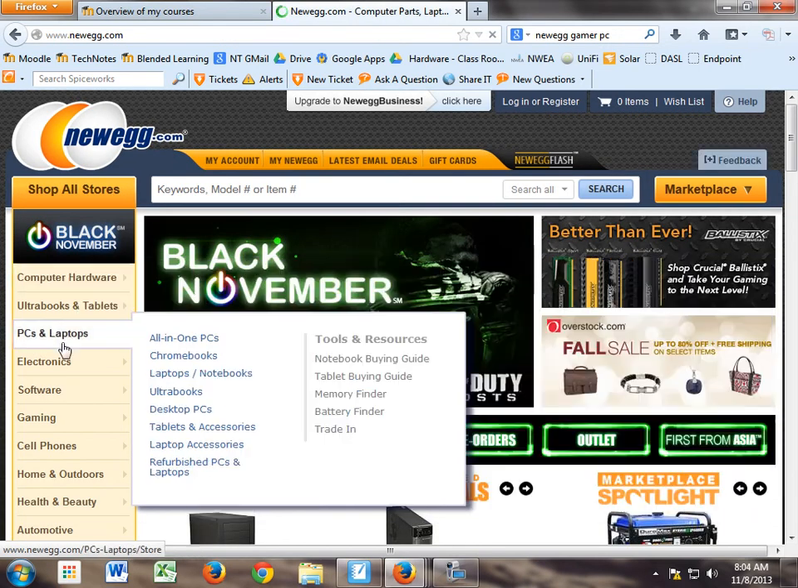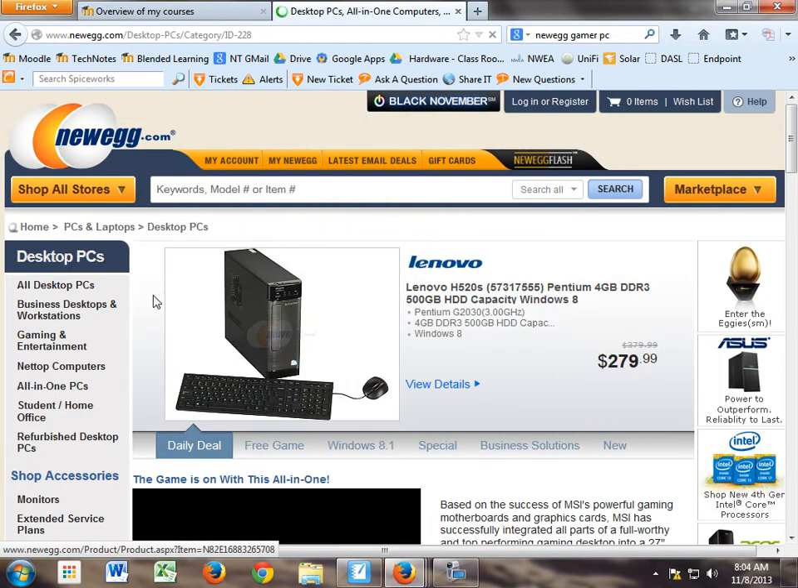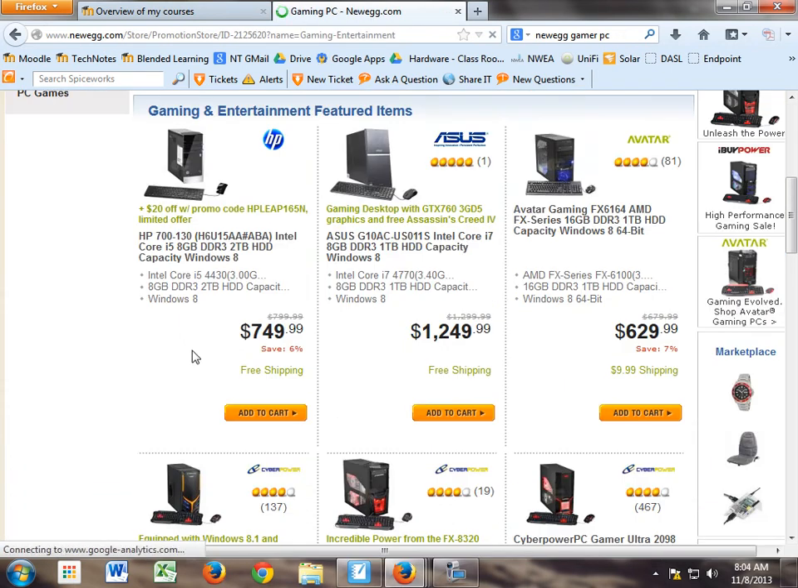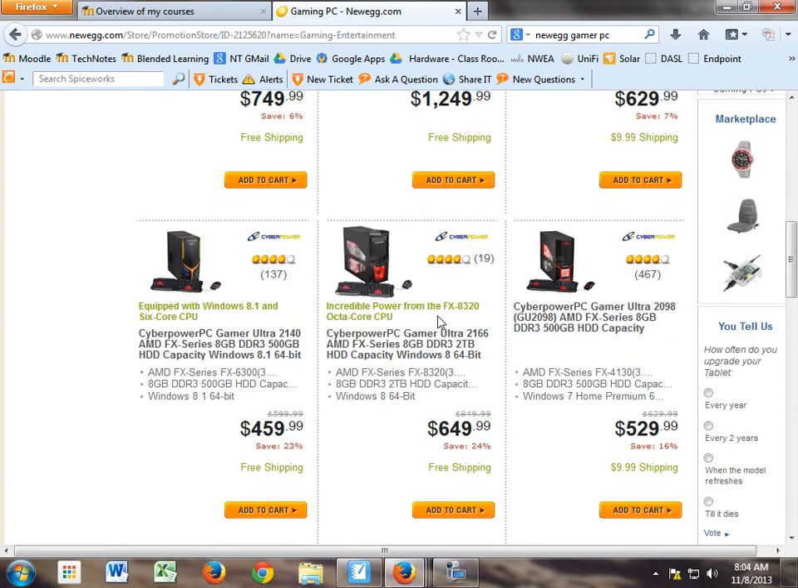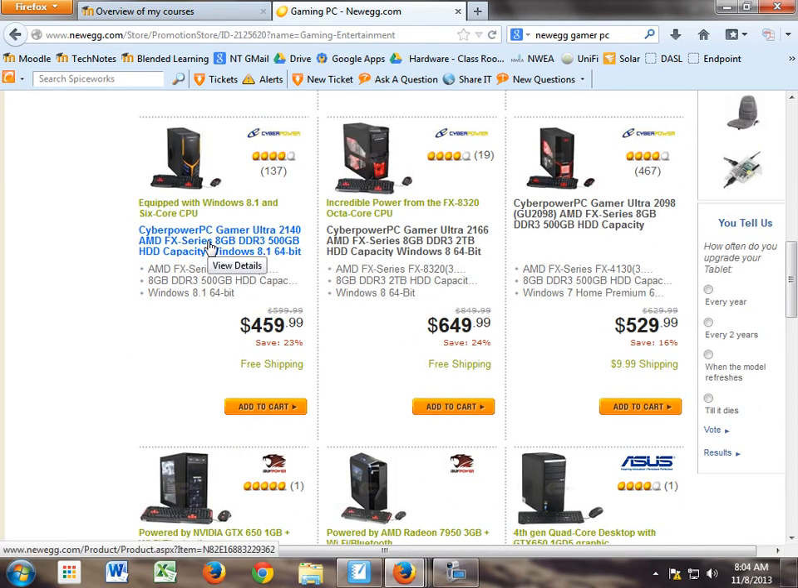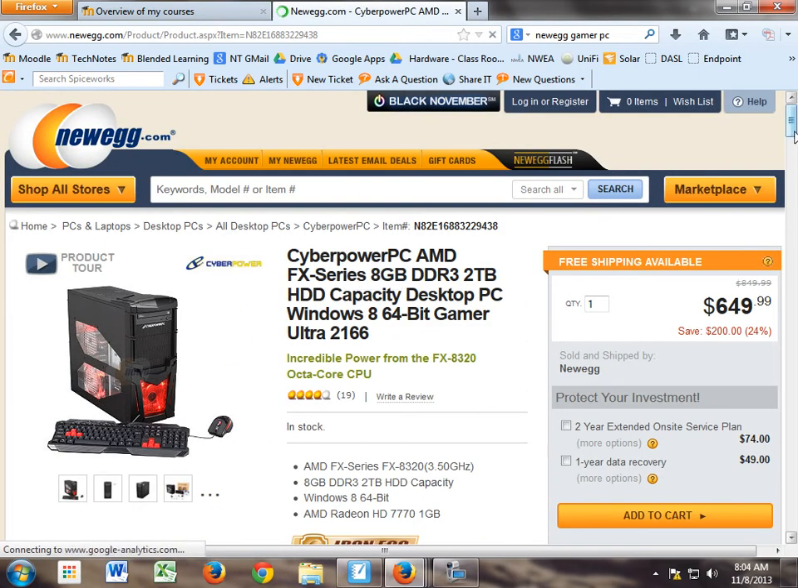Computer hardware, PCs and laptops. Go to desktop PCs and see if it lets us pick gaming entertainment. There we go. And let's pick this one for $1,000 right here. We got some money. I'm going to go over here because I like the look of that one. Pick one of these 3. Which one do we like the look of? I'm going to go with the CyberPower Gamer Ultra 2166.